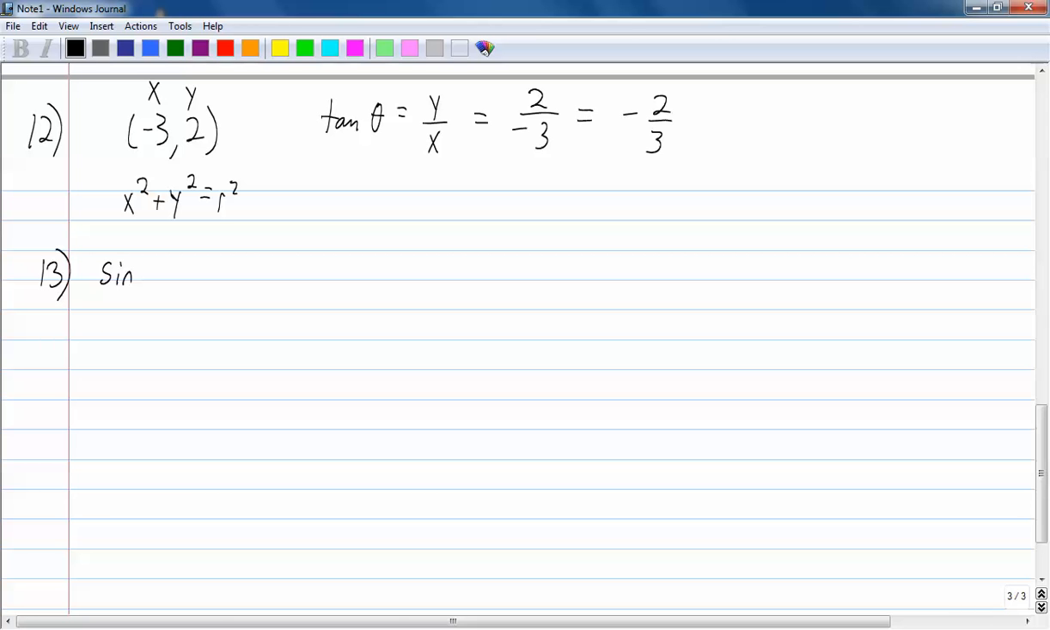Number 13, the sine of 45 degrees. Remember, 45 degrees is the same thing as pi over 4. We associate the point square root of 2 over 2, square root of 2 over 2, with 45 degrees, or pi over 4. Sine is the y-coordinate. So the sine of 45 degrees is the square root of 2 over 2.